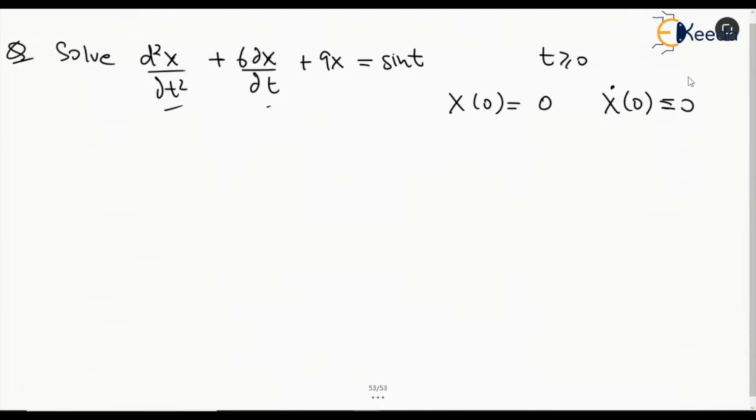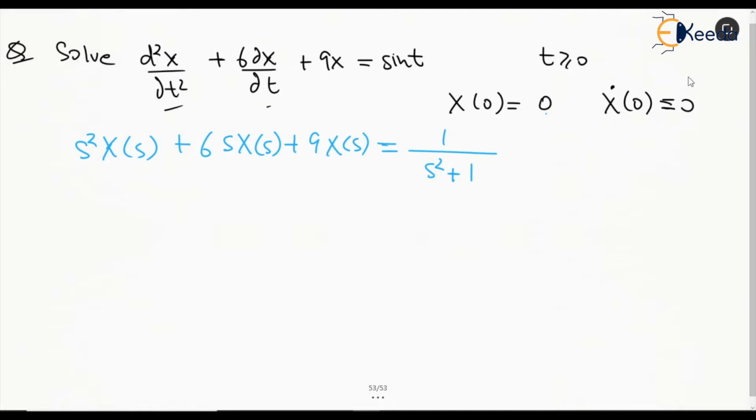since x of 0 and x dash of 0 are all 0, can we directly write that the second order derivative will have function as s squared times of x of s? Of course, we are considering x of s is the Laplace transform of x of t. Similarly, can we directly say that this 6 times of dx dt will have 6 s x of s? This 9x will have 9 times of x of s, and this sine t will have 1 by s square plus 1. Right? We can directly get this because these two are 0.